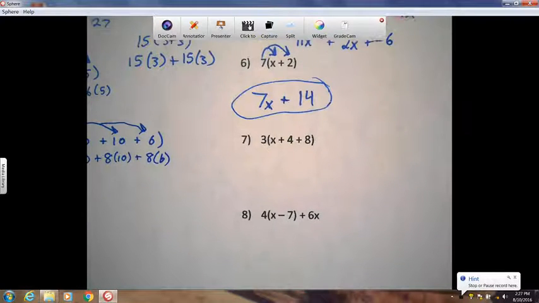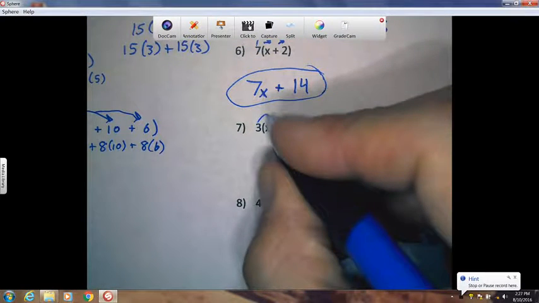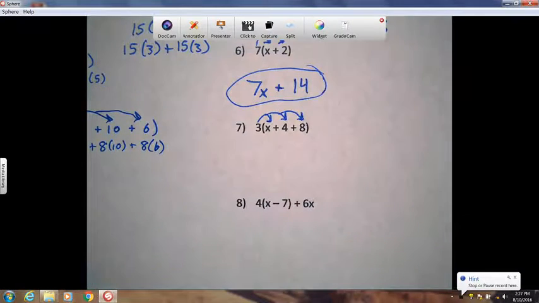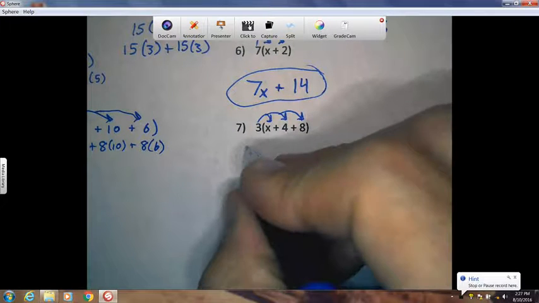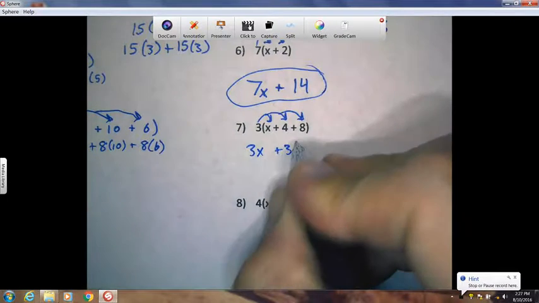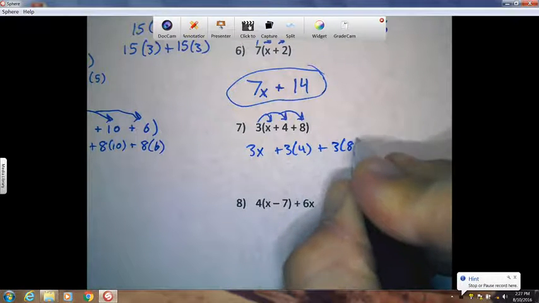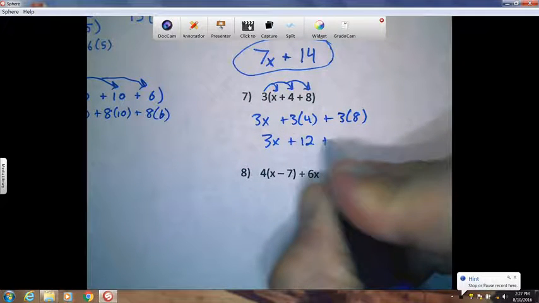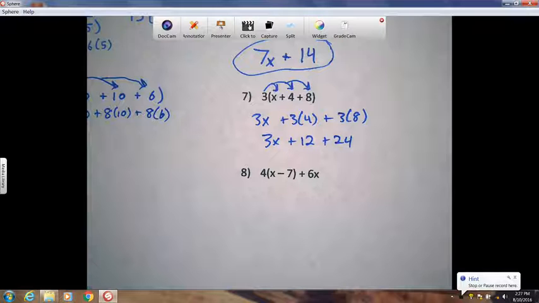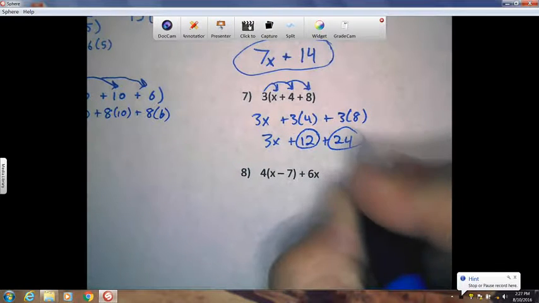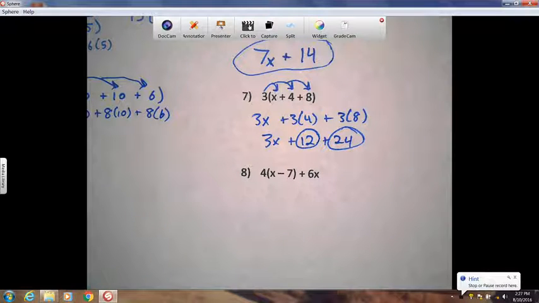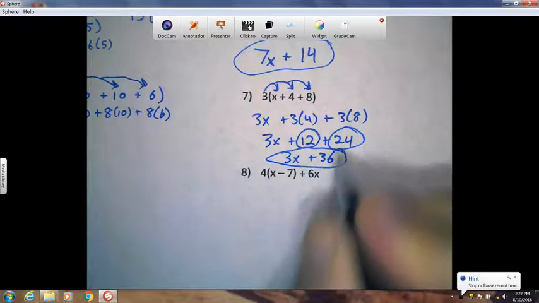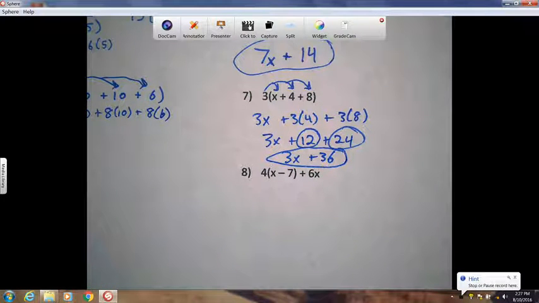For number 7. Distributive property, what's outside parentheses, multiplied by everything inside. So 3 times x, 3 times 4, 3 times 8. So I have 3x plus 12 plus 24. Do I have any like terms? Yes. These are like terms. This is not because it has an x. So 3x plus 36. There's my simplified answer. I can't do anything else. I have no parentheses. I have no like terms.